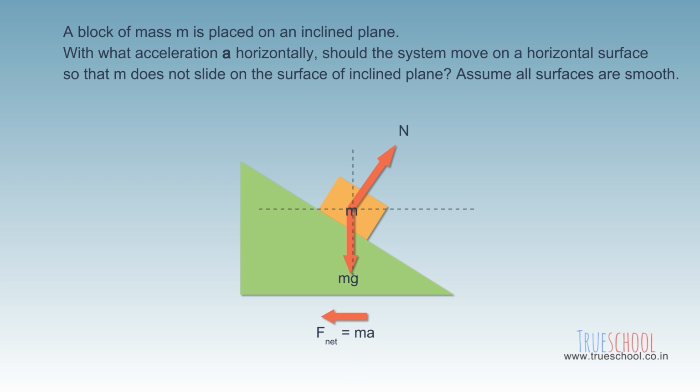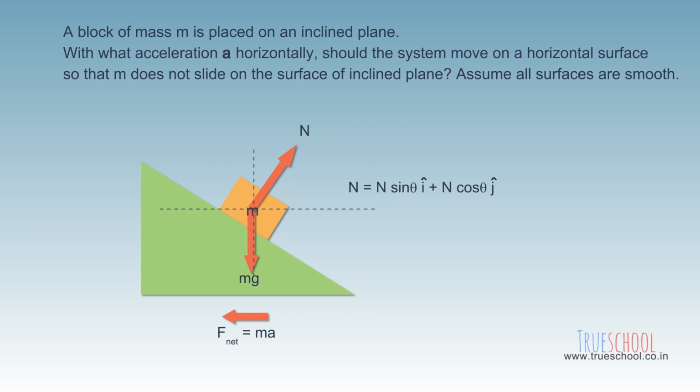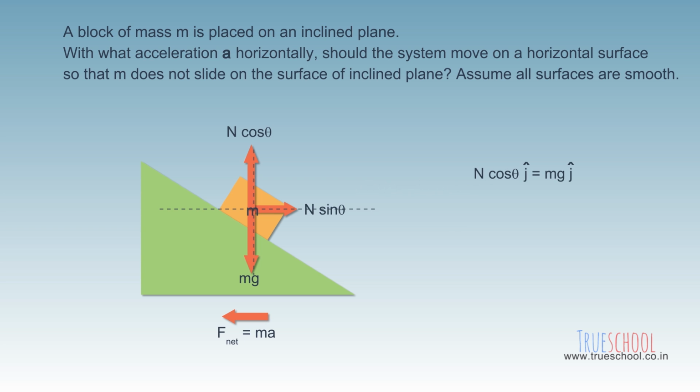Simple. To sum these forces, we need to first resolve them. In this case, just one of them. As we know, the net force is in the horizontal direction. The vertical components will balance each other. The horizontal force acting on the block according to the FBD is n sin theta.